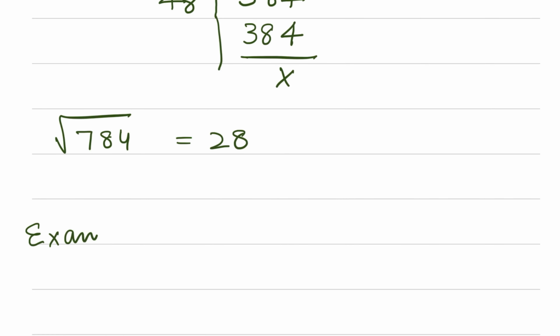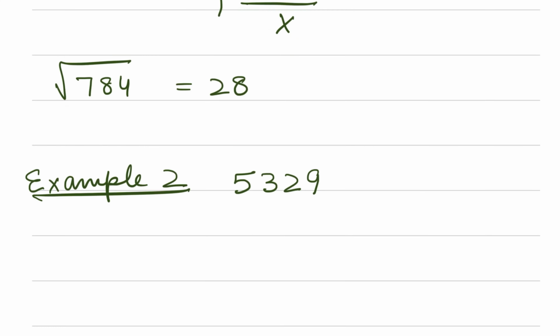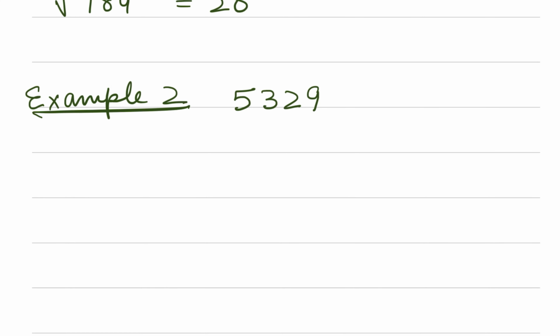So example 2. So let me take 5329. Let's go ahead with that. So 5329, I have to find the square root for. So I am going to make pairs from the right hand side. So here I have a pair of 2 and 2 digits.